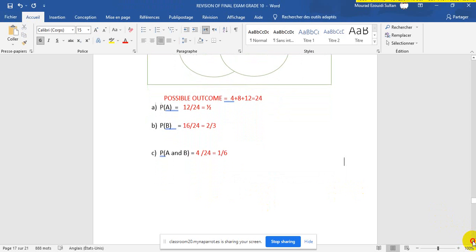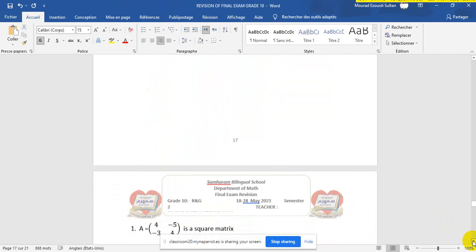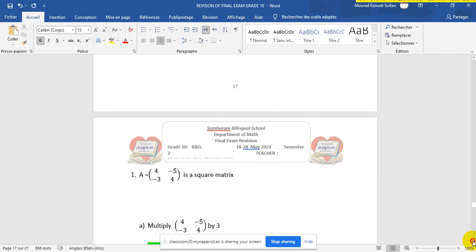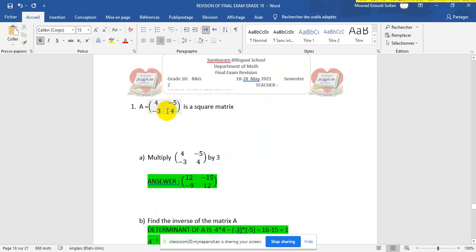The next question. Now we move to finance. Okay, we have another matrix. This square matrix has an order of 2 by 2, meaning 2 rows, 2 columns. The question is, try to multiply this. You will make 3 multiplied by 4 is 12. 3 multiplied by 15 is -15. 3 multiplied by -3 is -9. 3 multiplied by 4 is 12. Clear?